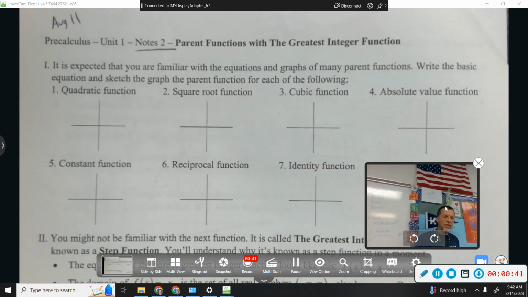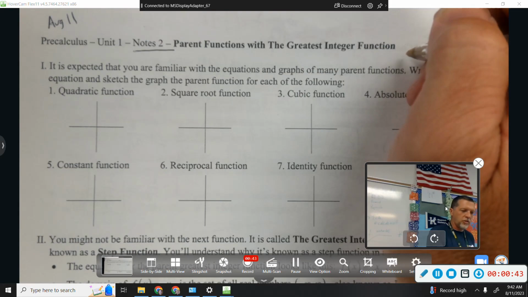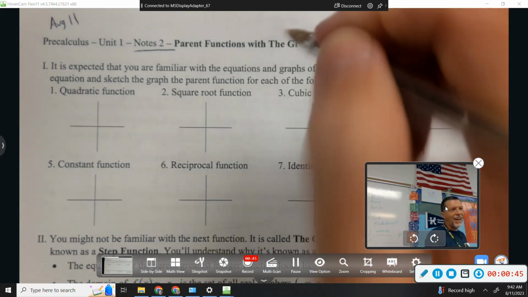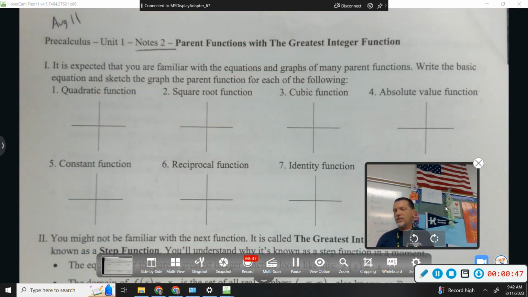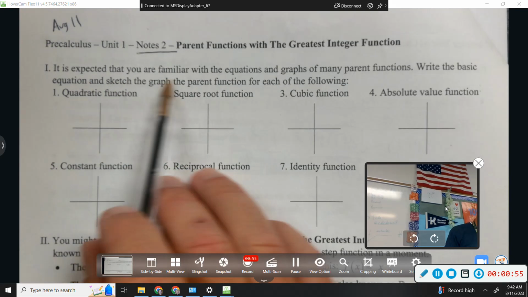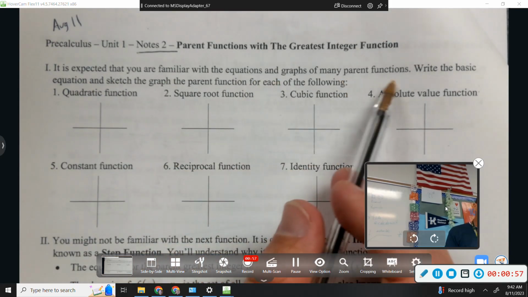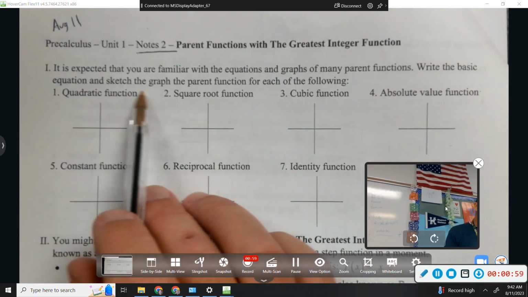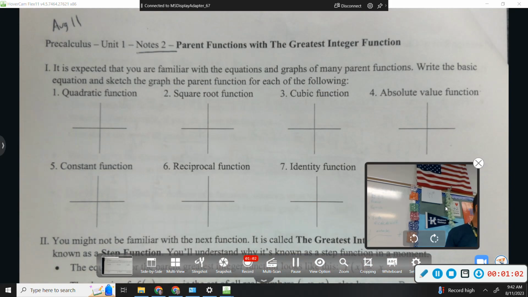All right, parent functions with the greatest integer function, meaning we're going to basically add that to our list of parent functions. So there's hopefully a good list that you already know, but we're going to add one to it today. It is expected that you're familiar with the equations and graphs of many parent functions. Write the basic equation, sketch the graph for each of the following.